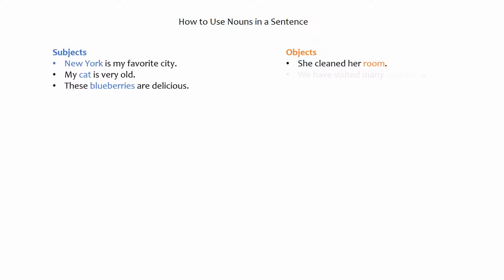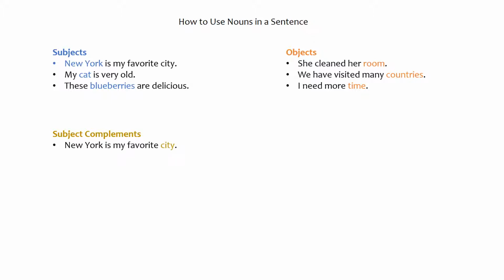Another very common way to use nouns is as objects. She cleaned her room. We have visited many countries. I need more time. We can also use nouns as subject complements. These nouns give more information about the subject of the sentence. For example, New York is my favorite city. Karina is a good student, and they are my new neighbors.